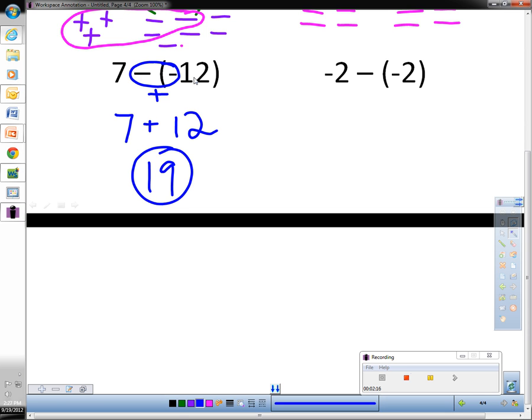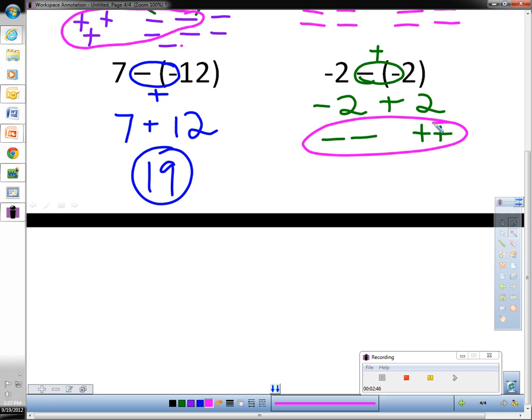In this final problem, I'm going to change these two negative signs in the middle of the problem to one plus. I can't change the sign in front of this first 2, though, because there's not another negative sign with it. It has to be two signs with no number in between. So I'm going to rewrite this as negative 2 plus 2. If I have two negatives and two positives, I have two 0 pairs, so they all cancel out, and I end up with nothing left over. So my answer would be 0. Negative 2 minus a negative 2 equals 0.